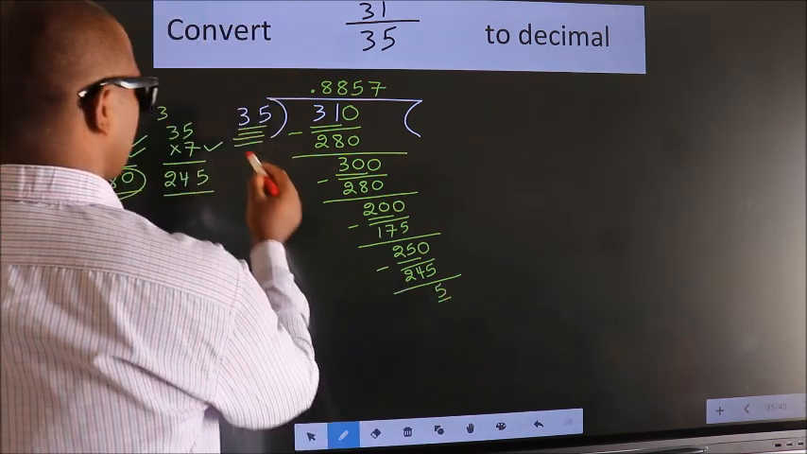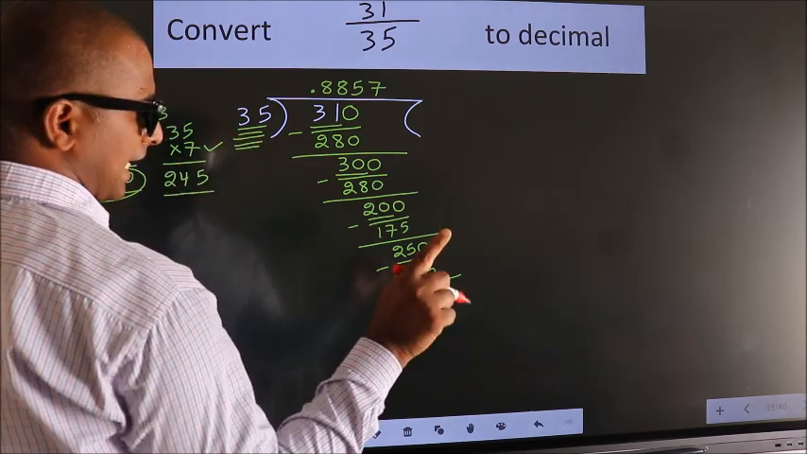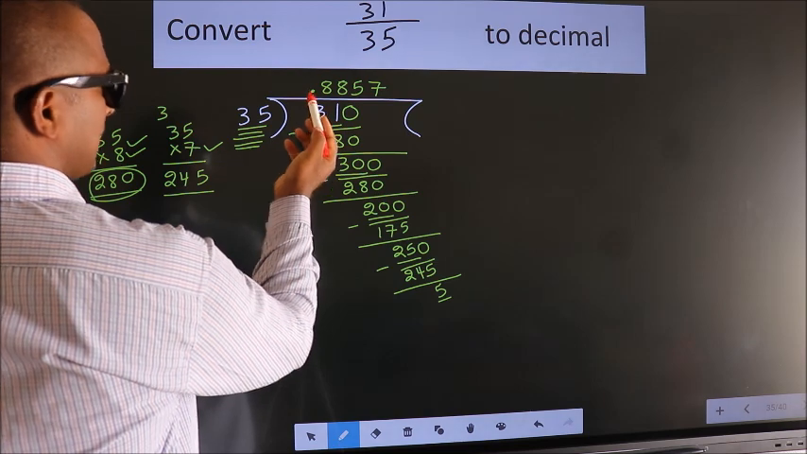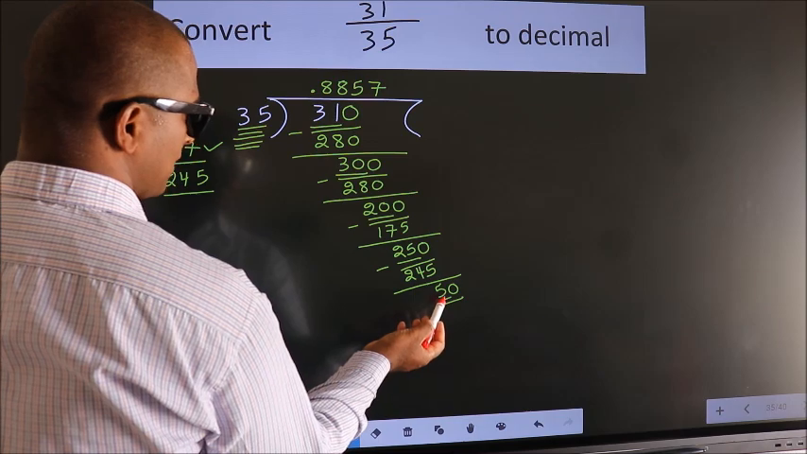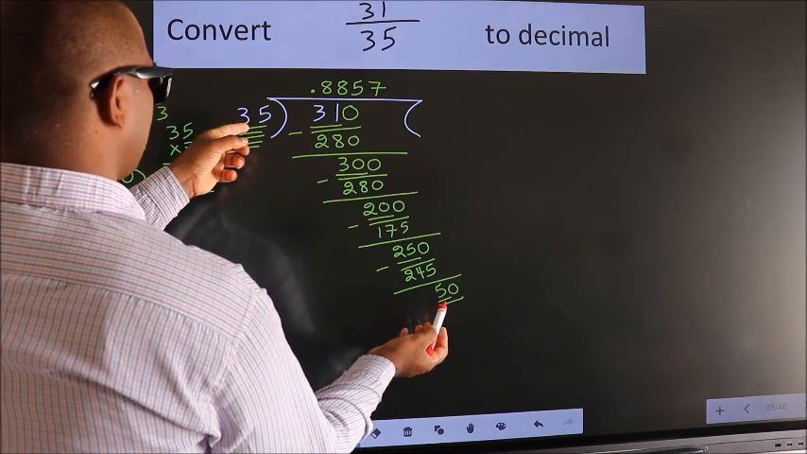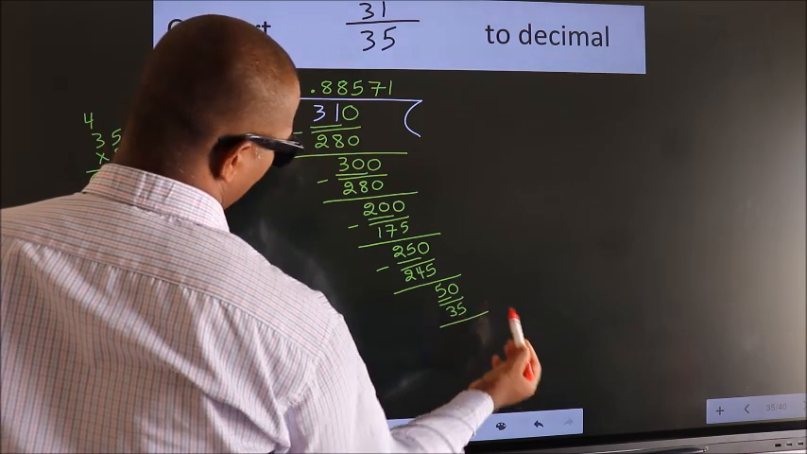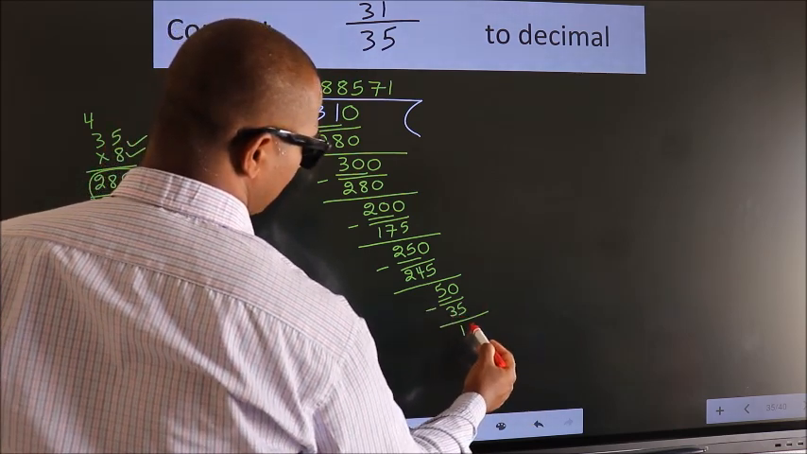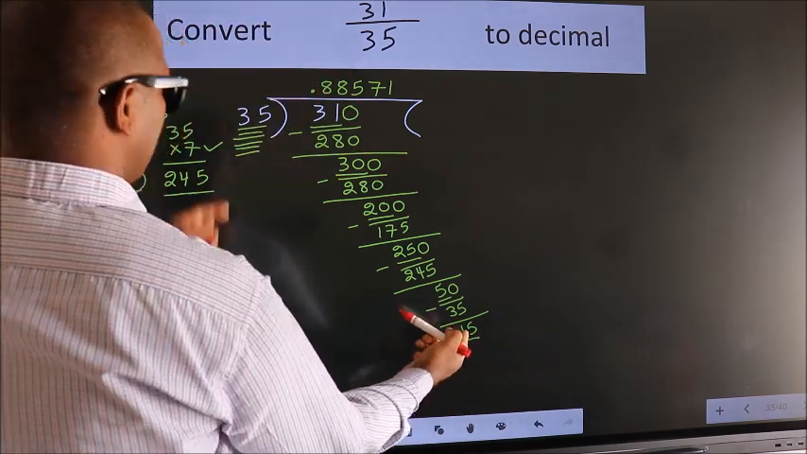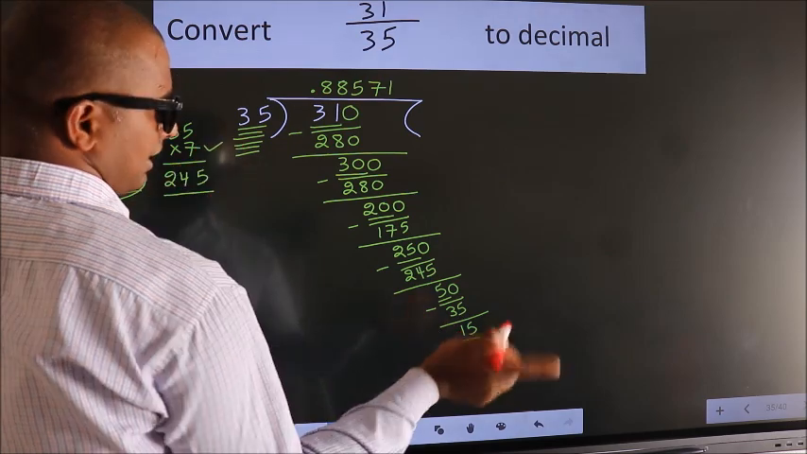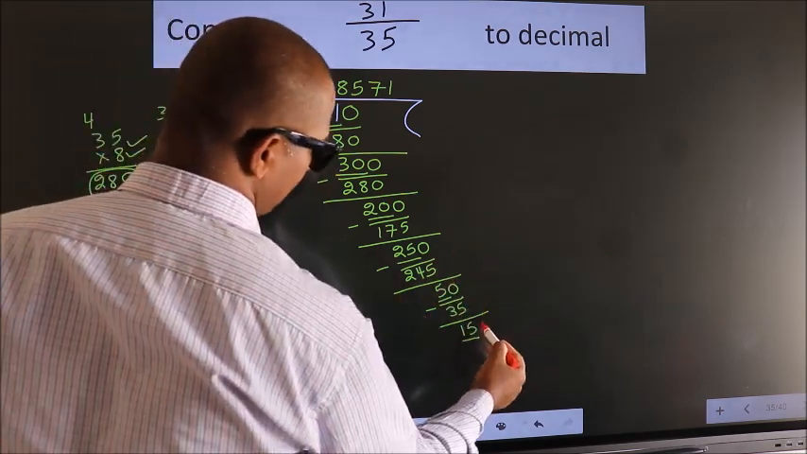Here we have 5, here 35. 5 is smaller than 35. And we already have the decimal, so we can directly take 0. So 50. A number close to 50 in the 35 table is 35 ones, 35. Now we subtract, we get 15. Here we have 15, here 35. 15 is smaller than 35. And we already have the decimal, so we can directly take 0.